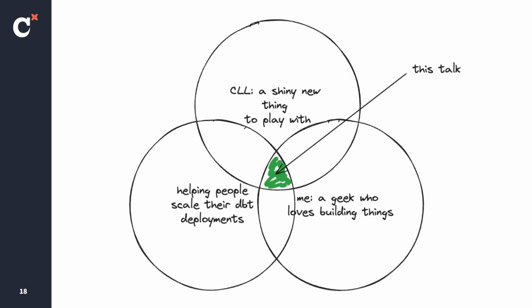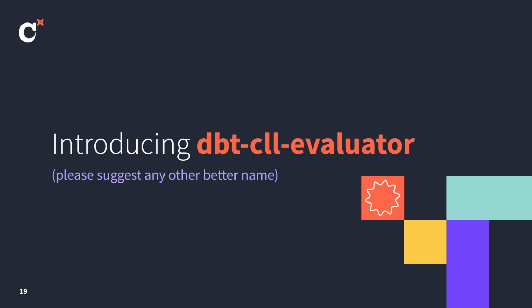So what next? Again, I said I'm a geek, so I enjoy Venn diagrams as well. At the top, we have CLL, the new shiny tool that has been released over the past few months. On the left, we have my customers that I work with who have scaling issues, who have projects with hundreds and thousands of models. And me, a geek who loves building things, and I just mentioned a few tools at the beginning, so why not an extra one? It's always fun. So today, I just want to show dbt-cll-evaluator.